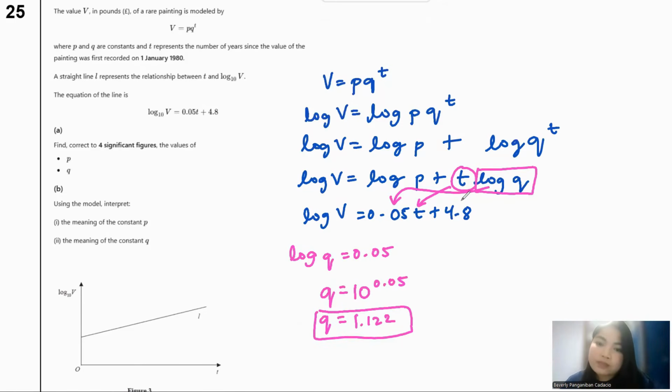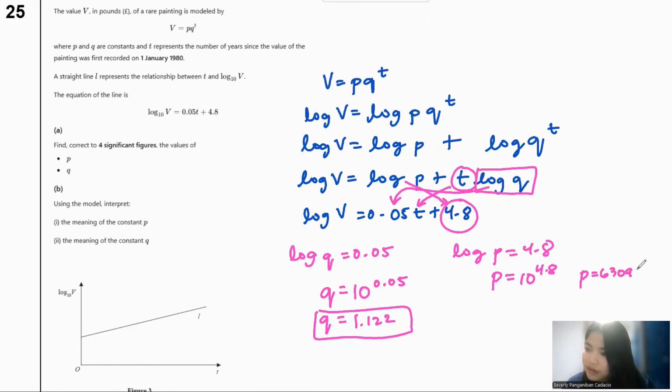But you're not yet done. This 4.8 is equal to log P. If that is negative 4.8, then it will be negative. But do you think it's possible? Let's see. But this one will be a positive 4.8. So log P is equal to 4.8. The same thing, the base is still 10 and the exponent is 4.8. And then just put it in the calculator. It will be a little bit big, but that's okay. Your P is equal to 63095.73. And that's it. For letter A, very easy.